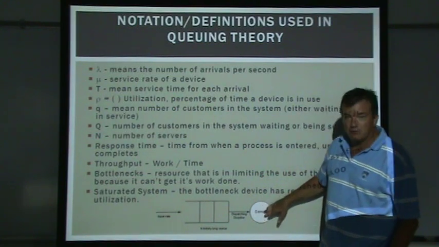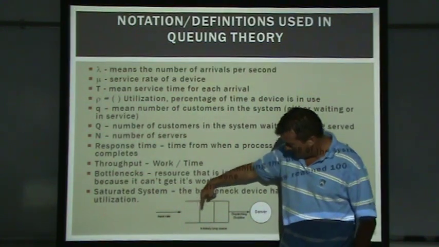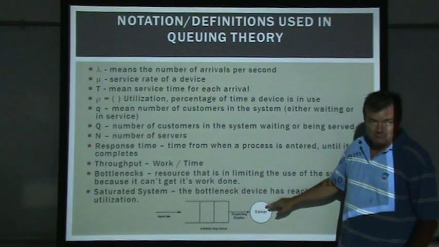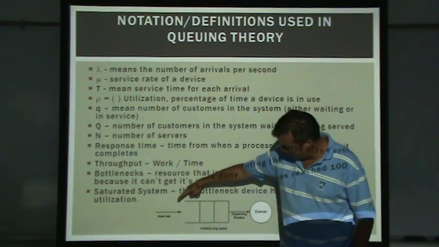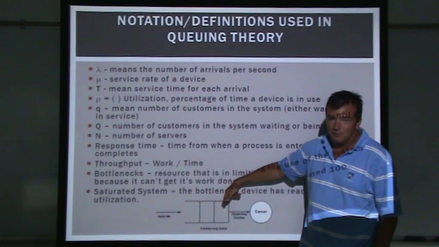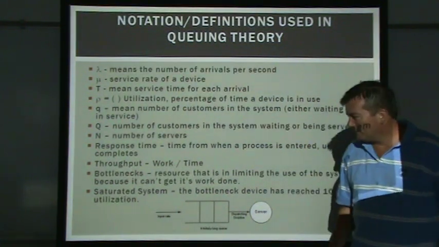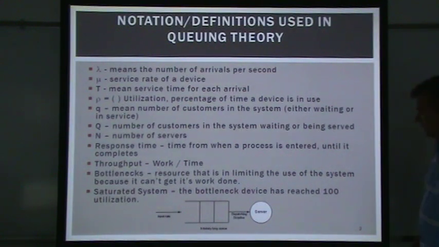This could be a cashier at a supermarket, and these are the people in line. This could be a processor in a computer system, and these are processes sitting in the ready queue. And the one that's at the server is the one that's in the running state. But the theory would end up being exactly the same.